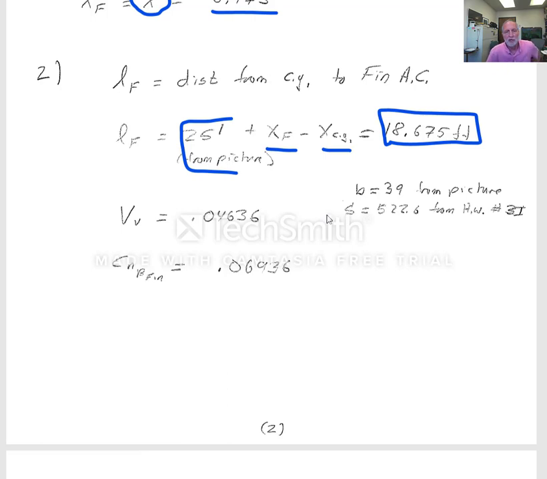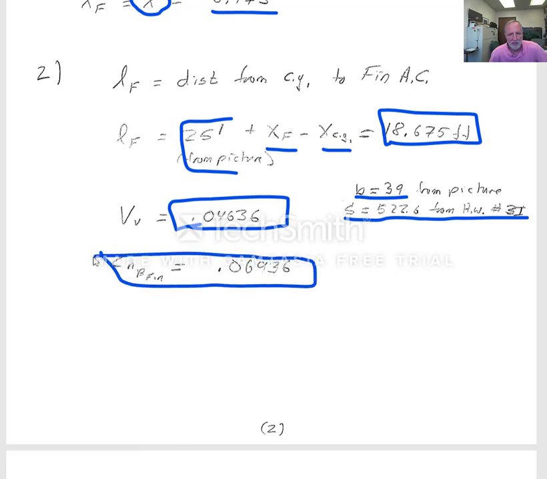Hopefully everybody's matching these numbers. If not, you've got enough information to go back and figure out what you've done wrong, and then you just stuff those numbers into the formula for the volume ratio. And some of the data you need for that is the wingspan and the wing area from an earlier homework. Go into the formula that you're pointed to for CN beta fin, and you should get this number here. So you'll need LF for that, because that's going to give you CN beta.